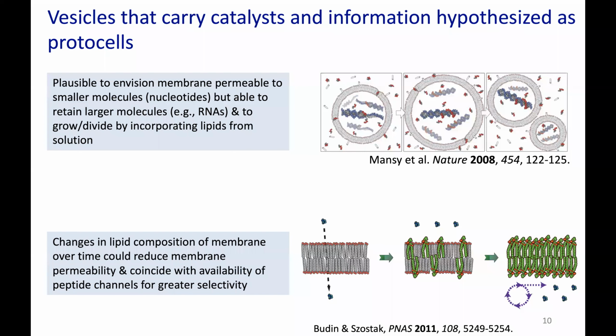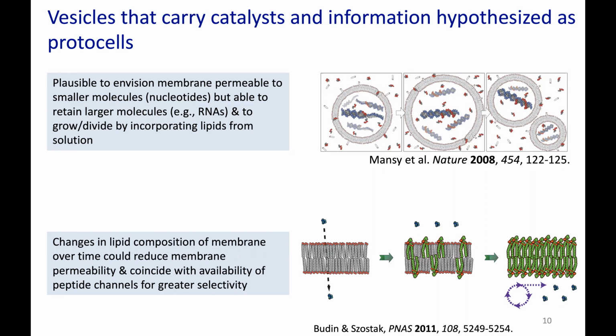Here's an example of one that's been envisioned for an RNA world scenario, where we have a relatively simple permeable lipid membrane that's encapsulating an RNA. And it's allowing the monomeric precursors to pass the membrane. And it's growing by adding lipids from solution, such that the RNA replication and the vesicle division are coupled.